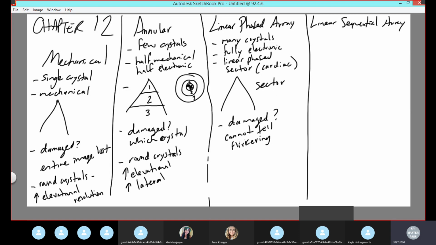And why is that? It is because all crystals are fired at once. So all of these crystals are fired and they all start and originate from a single point. That is why it's so pointy.